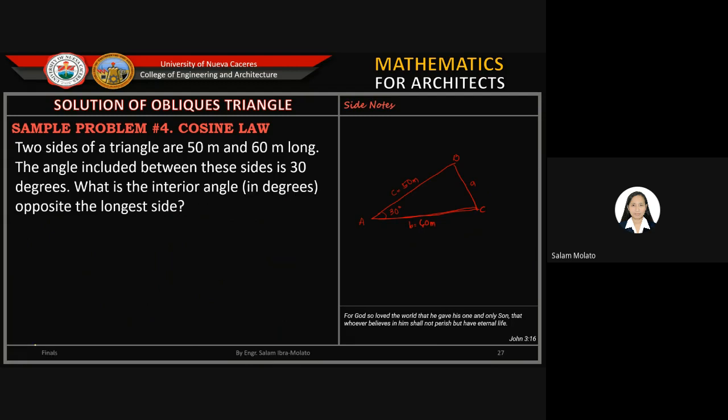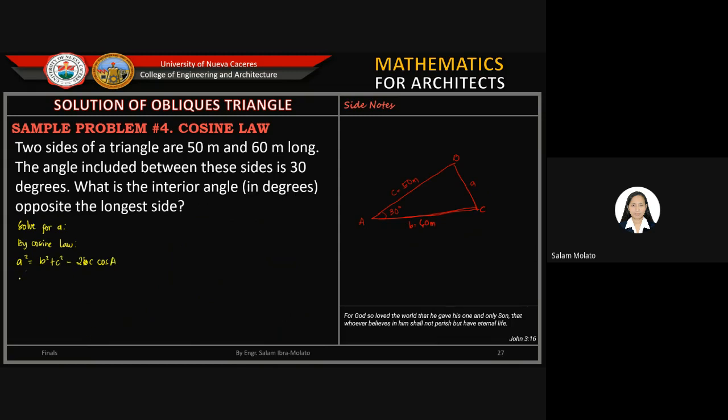To identify or confirm if the longest side is 60 meters, since we need to know the interior angle opposite the longest side. Okay. So to solve for A using cosine law, we have A squared is equal to B squared plus C squared minus 2BC cosine A. All right.